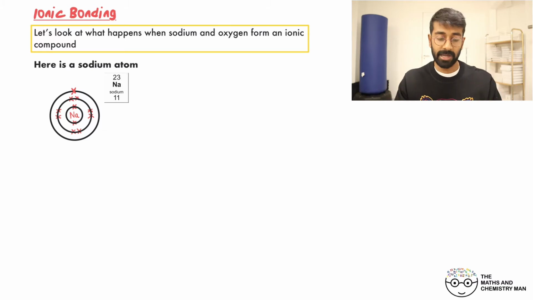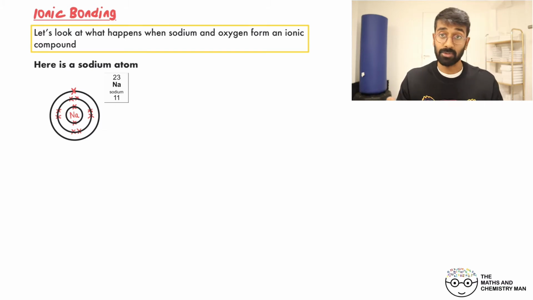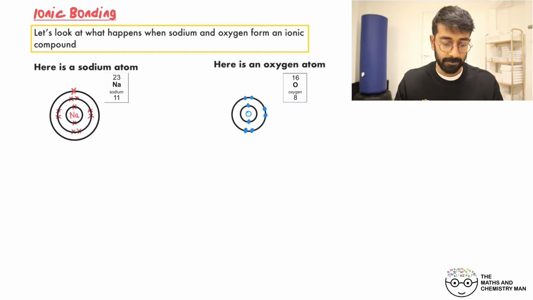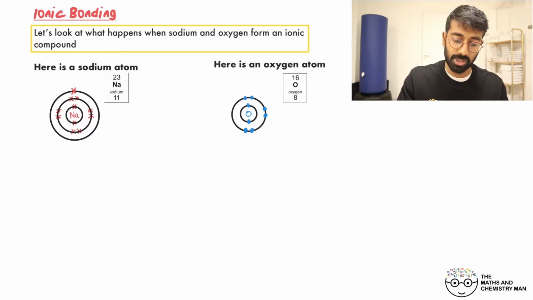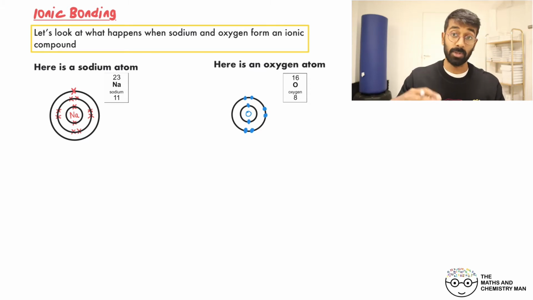So we'll start by drawing out a sodium atom. There it is, we've got our 11 electrons, 1 on its outermost shell. Next, let's draw an oxygen atom. That there's got 8 electrons, so 6 on its outermost shell. And you remember that the metal atom there wants to lose electrons and the non-metal wants to gain.